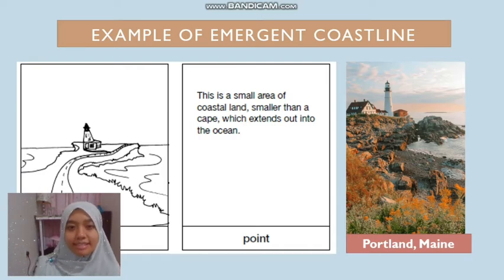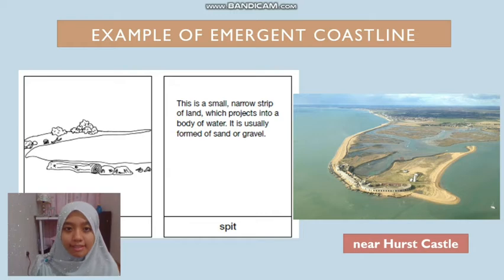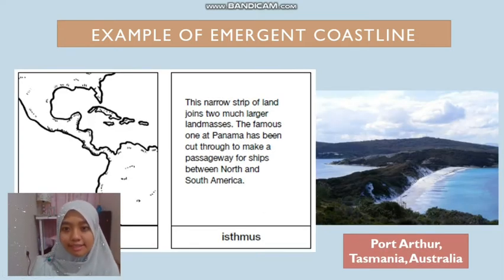Point is a small area of coastline, and also smaller than a cape. Next, spit. A spit is a small, narrow strip of land projected into the water. It is formed by sediment of sand and also gravel. Next, isthmus. An isthmus is a narrow strip of land that joins two large lands.